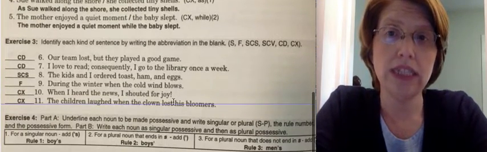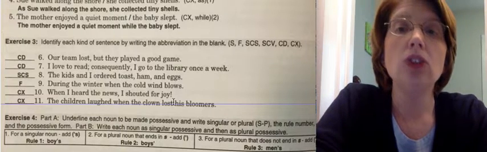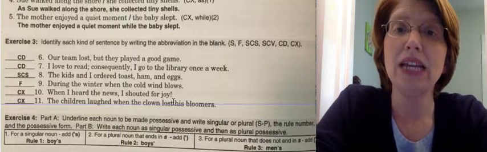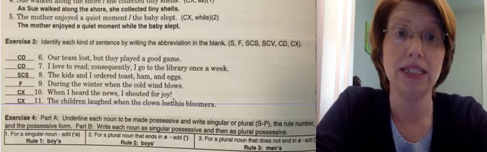Okay, now let's look at the sentences. Our team lost, comma, but they played a good game. So that would be a compound, right? Because it has a comma, but.